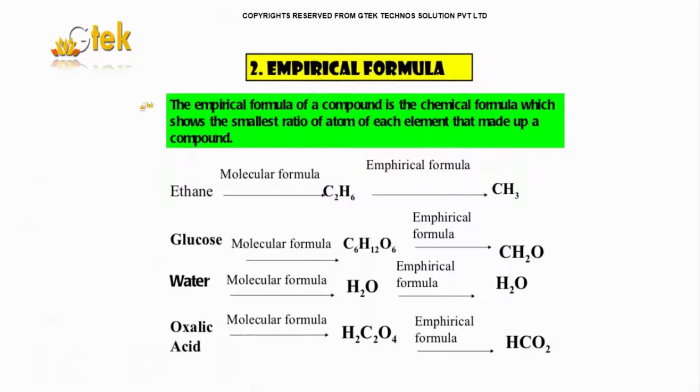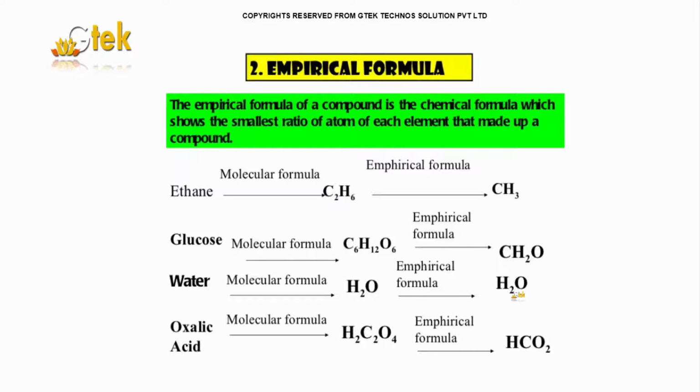Here is a small empirical formula I want to express to you. The empirical formula of a compound is a chemical formula which shows the smallest ratio of atoms of each element that make up a compound. Ethane is C2H6. The common divisor is 2: 2 divided by 2, 6 divided by 2. You get the empirical formula, which is this one.